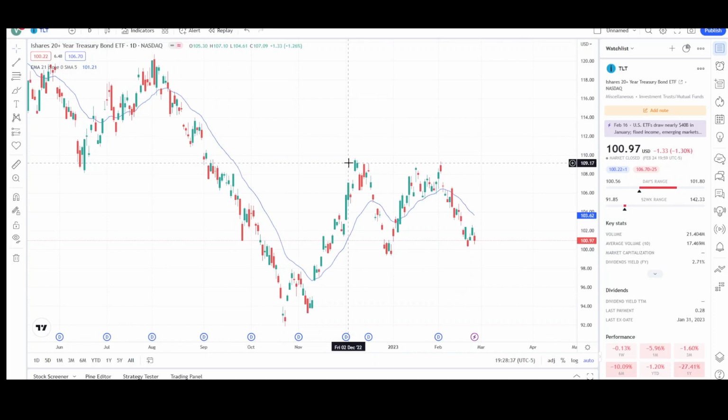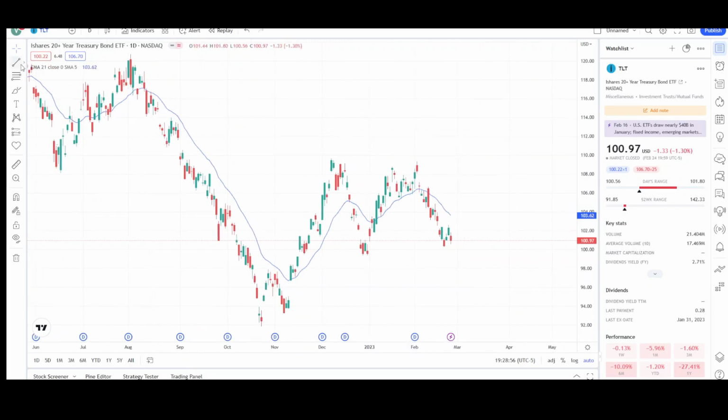So let's take a look at TLT after a break. So basically, we had a little double top right here and prices sold off. So is this back to being super bearish for TLT, or is this just a pullback and we're going to see higher prices? Well, let's go over the price action.